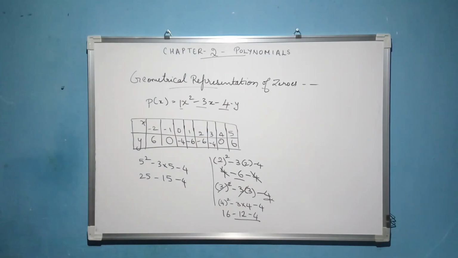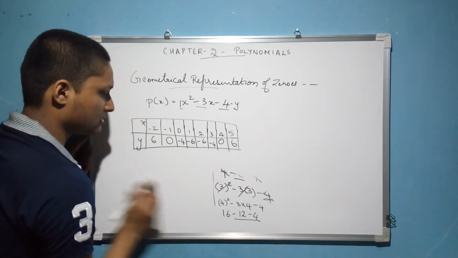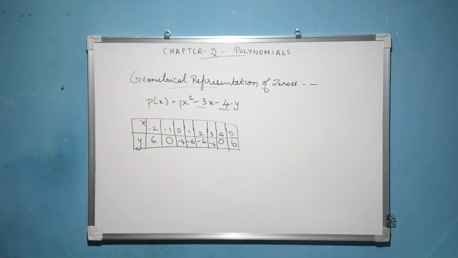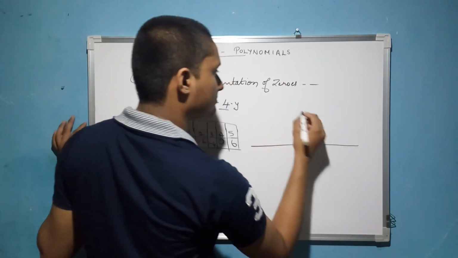Okay. Now we are going to plot the graph using so many points. So I need to take 1 unit itself here, right? Or shall I take 2 units?